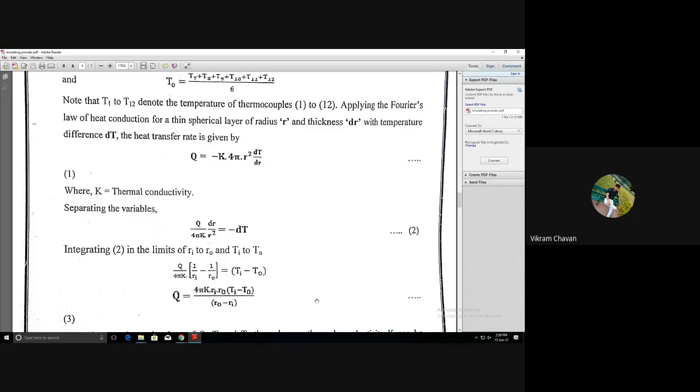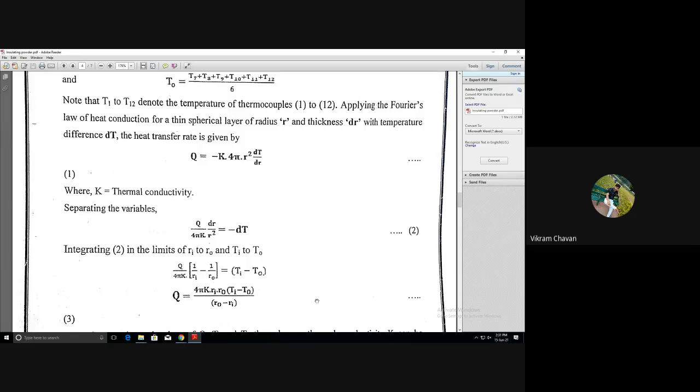After taking the integration, we have provided the limits for the radius, that is inner surface radius ri and outer surface radius r naught. And for the temperature, the inner surface temperature is Ti and the outer surface temperature is T naught.